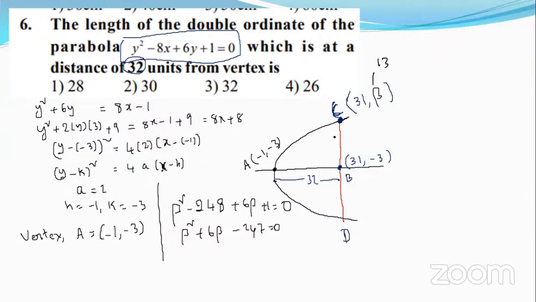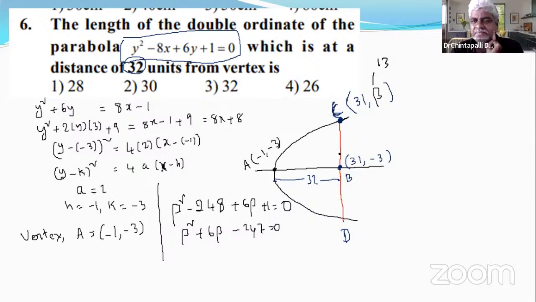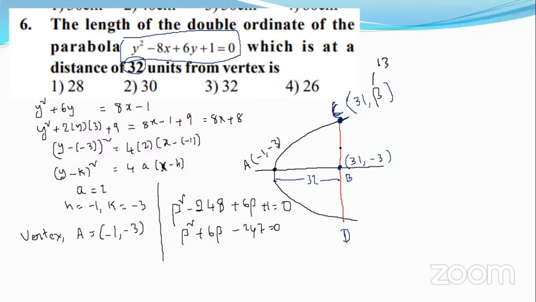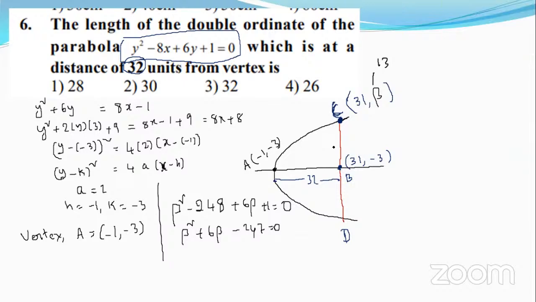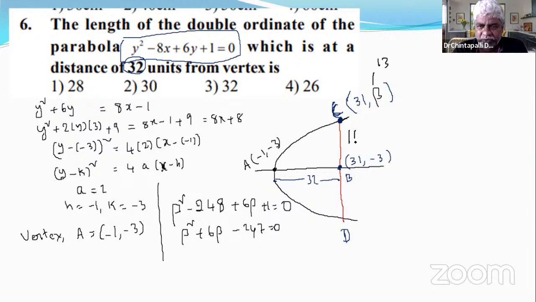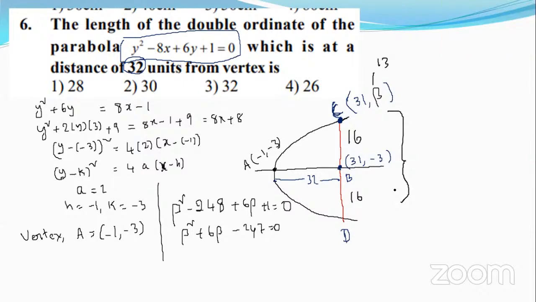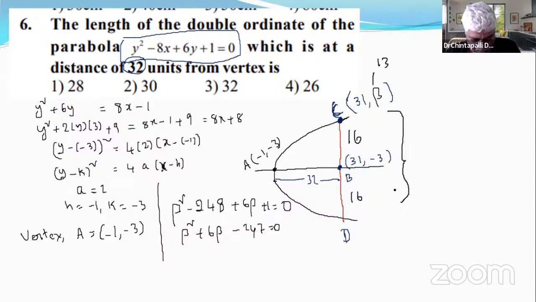Can you tell the distance between B and C? If the x coordinates are the same, then the difference between the y coordinates is the distance. So is it 16? Very good, it is 16. That means half of the double ordinate is 16, then this also is 16. What is the length of the double ordinate? 32. Yes, you are right. The length of the double ordinate is 32.